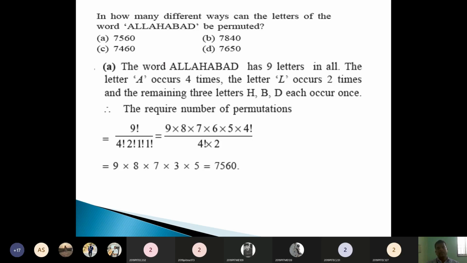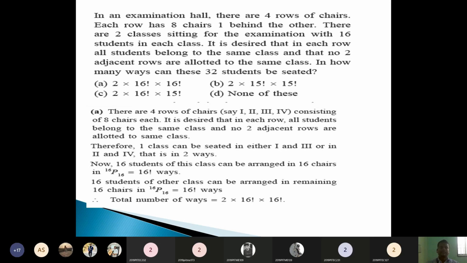So in Allahabad, the total number of letters is 9. Picking all 9 letters, arrange some word with or without meaning. Here A is repeated 4 times and L is repeated 2 times. So that is 9 factorial divided by 4 factorial into 2 factorial. Leave the 1 factorial, 1 factorial. Simplify, you'll get 7,560 ways it can be arranged.